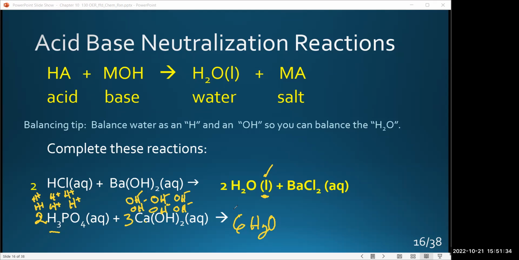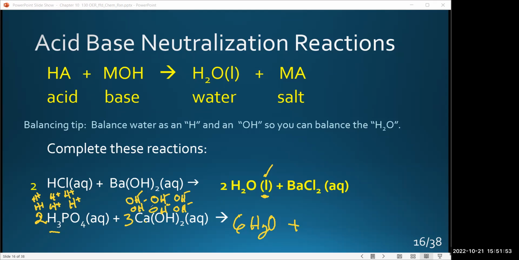All right, so that balances. We're following the protons and the hydroxide. And I wrote them out like this so you can see what's going on. I'm going to make 6 waters. So I think we're going to be good as far as balancing the oxygens and the hydrogens.